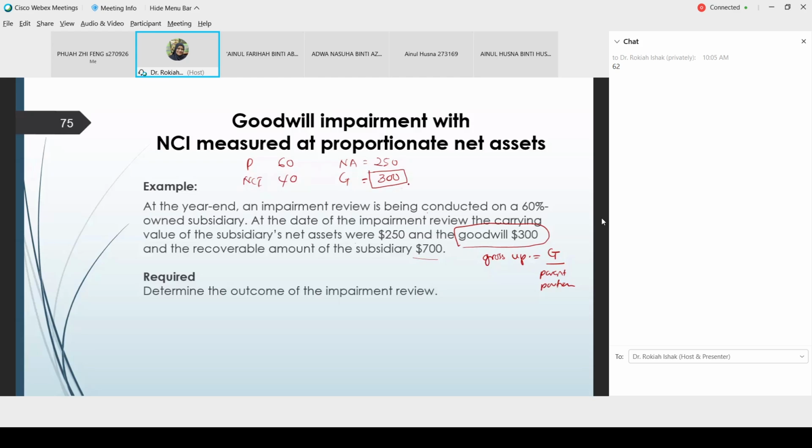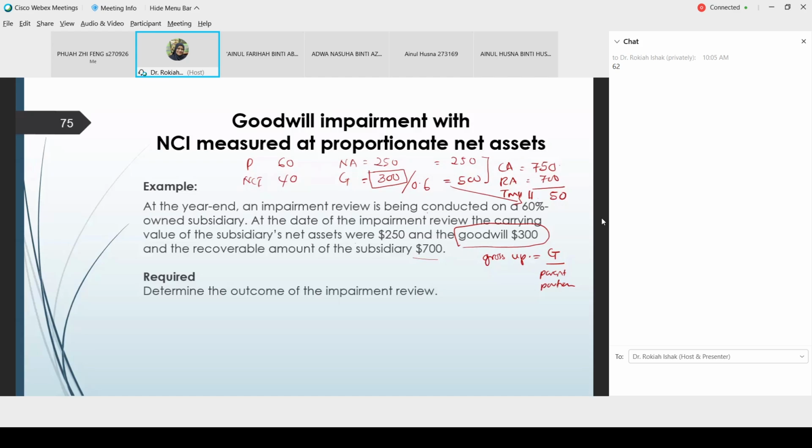Because that 300 is solely to parents. So this one you need to divide by 0.6, because this is the percentage that we have for parents. So this one will be 500. Okay, this one will be 250. So altogether, the carrying amount here will be 750. And then compare with the recoverable amount, 700. So you're going to have impairment loss. Total impairment loss here will be 50. Okay, so is it okay with this one?